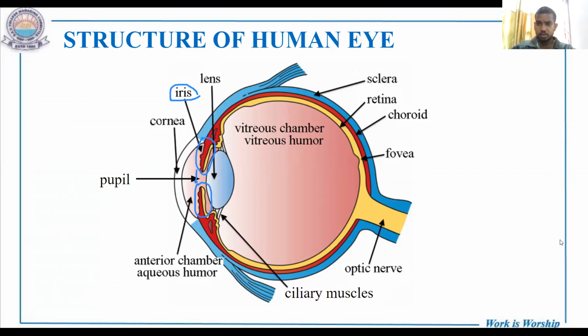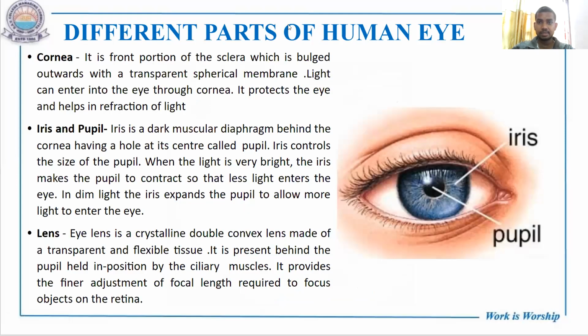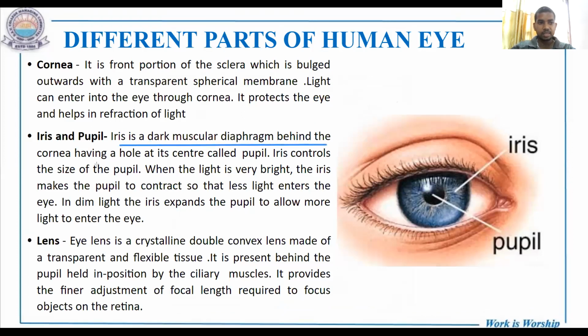Okay. So you see here the iris. The dark muscular diaphragm behind the cornea, having a hole at its center called the pupil, and the iris controls the size of the pupil. When the light is very bright, that means when you are going outside in the brightness of the sun, then what will happen? Your eyes will shrink, and you cannot see easily in the bright light. This is carried out by the action of the iris.